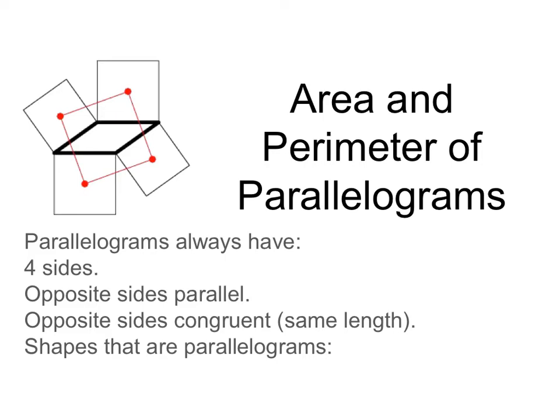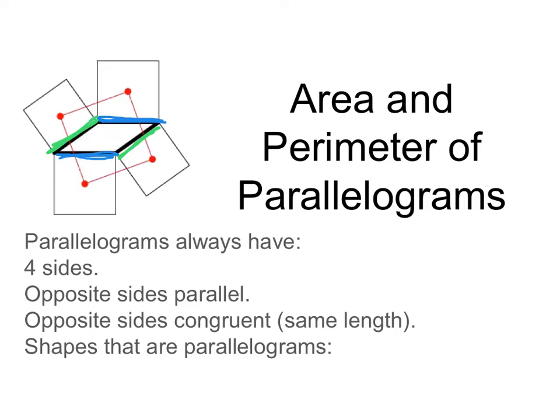In this video, we're going to learn how to find the area and perimeter of parallelograms. So as a reminder, parallelograms are the shape that has four sides, and opposite sides are always parallel. So this side right here is parallel to this one right here, and this side right here is always parallel to this one right here. And those opposite sides are congruent, which means that they're the same length.